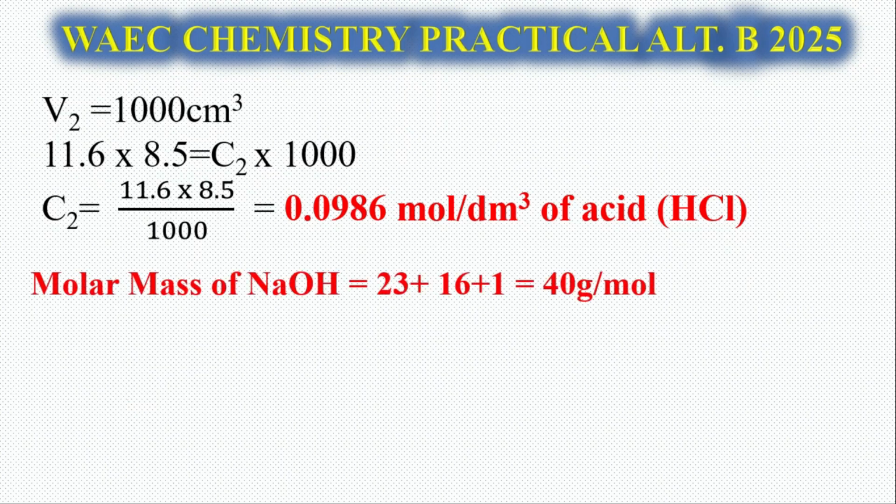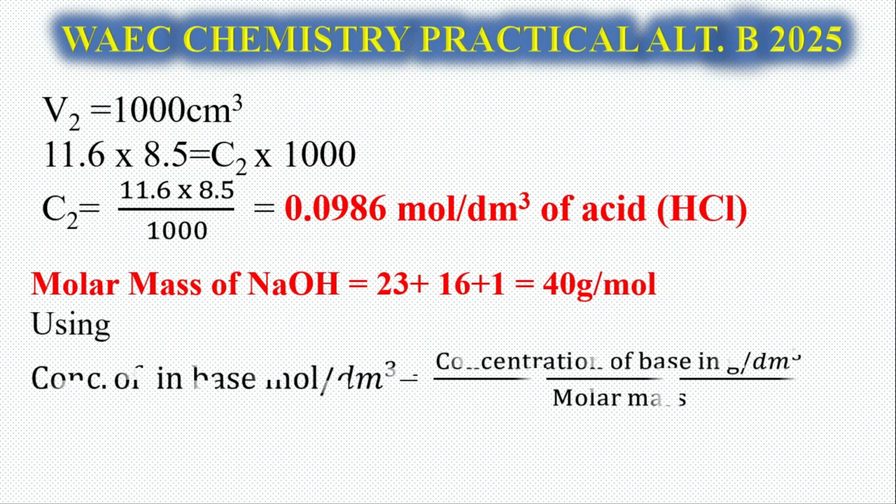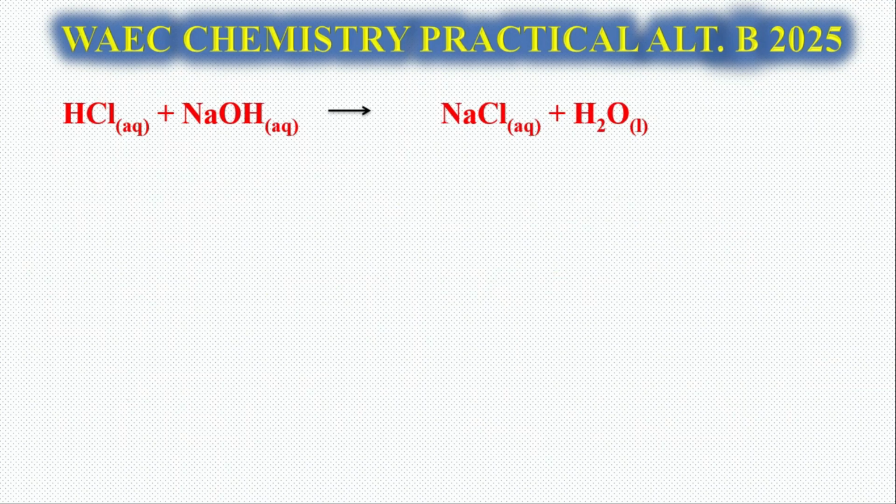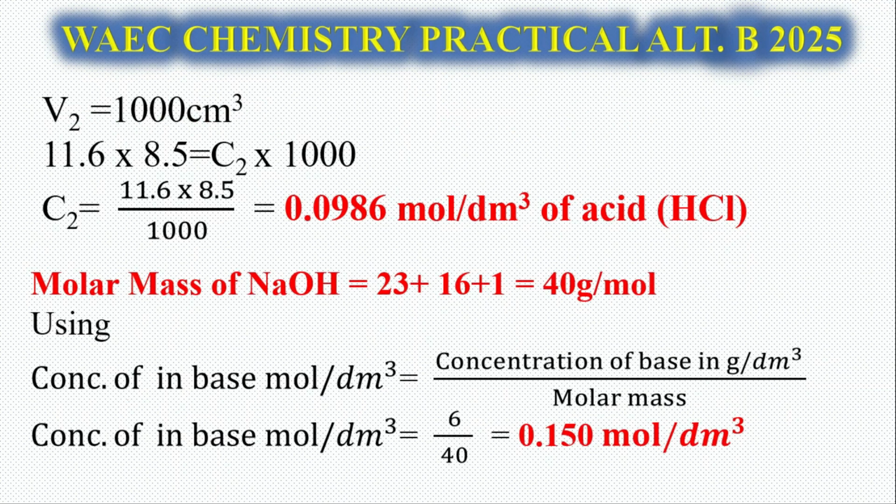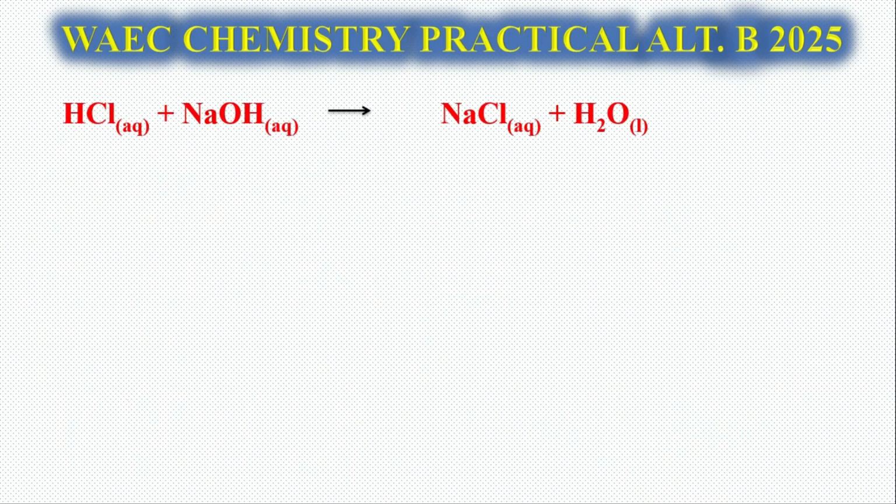All right, and for the molar mass of NaOH, you're going to have 23 plus 16 plus 1, which will give you 40 gram per mole. Concentration in mole per dm³ is gram per dm³ over molar mass, that's 6 divided by 40, which will give you 0.15 mole per dm³ of the base.